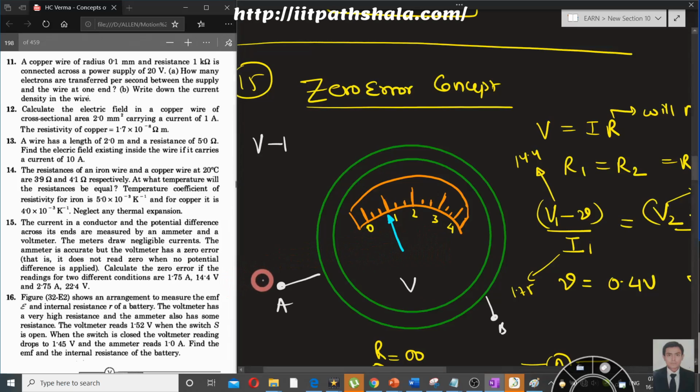One is 1.75 and the current is coming to be 1.75 from the emitter, and the voltmeter is giving a 14.4 volt reading, whereas in the second reading you have the emitter giving a reading of 2.75 and the voltmeter giving a reading of 22.4 volt. Now it is being said in the question itself that the emitter is not faulty but the voltmeter is.